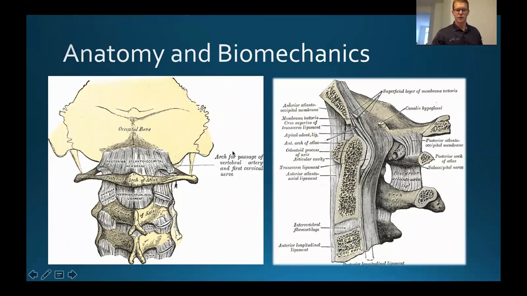The wording on this picture to the left says there's an arch for passage of the vertebral artery, as the quiz question suggested, and also the first cervical nerve. And that's important because people who are having, let's say, cervicogenic headaches, we know that's highly related to decreased mobility in the upper cervical spine. So their C0 to C2 region is not moving properly. It's probably not allowing for normal nerve mobility in the upper cervical spine, and that can lead to cervicogenic headaches.